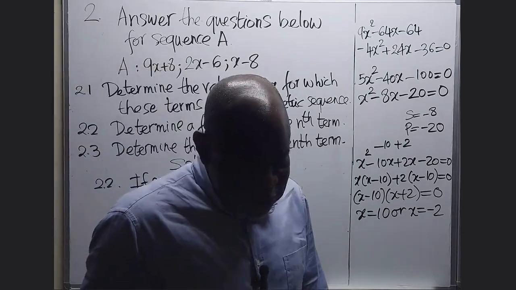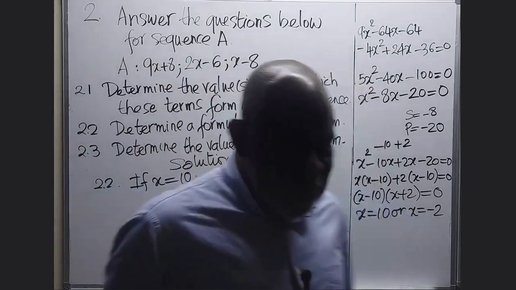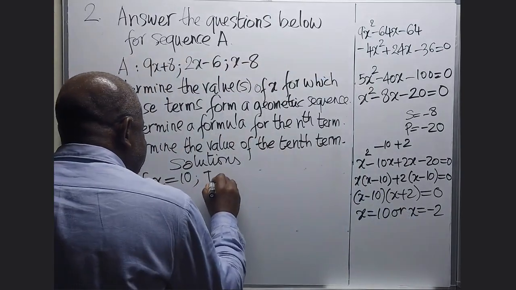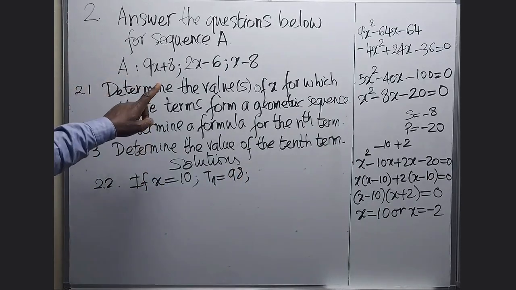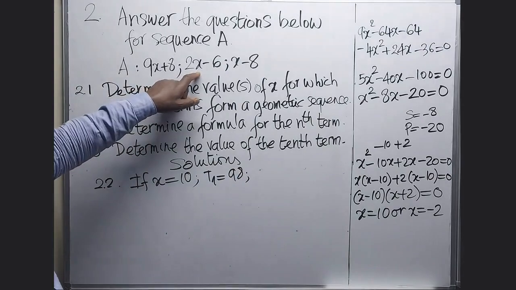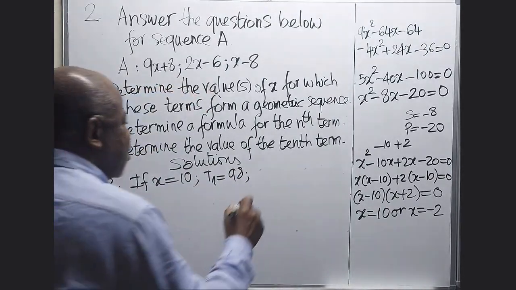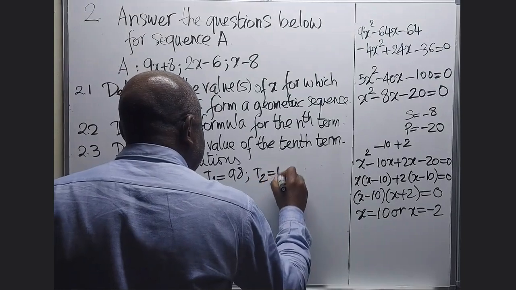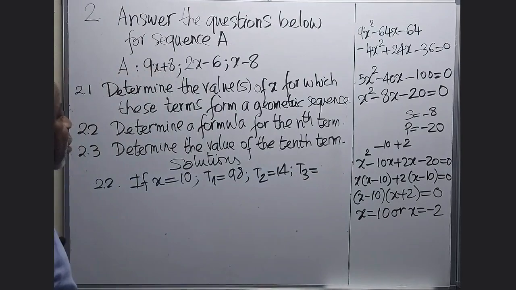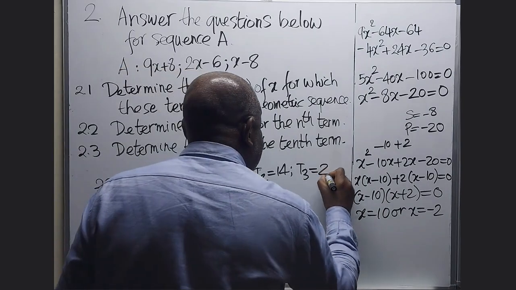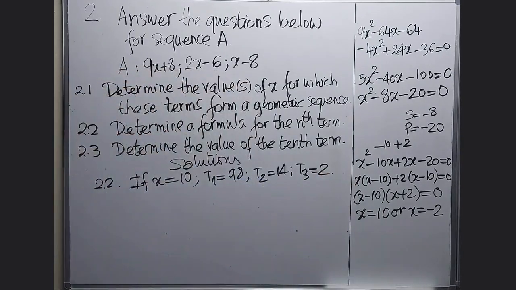9 times 10 is 90 plus 8, so our first term, T1, will be equal to 98. And the next one is 2 times 10 is 20 minus 6. We're getting 14. And the last term, T3, 10 minus 8, then we're getting 2. This is our first three terms.